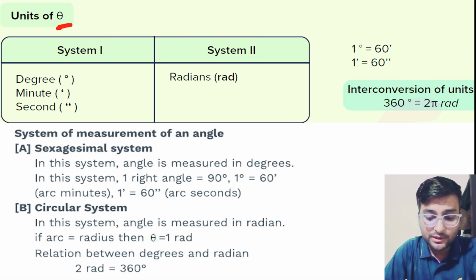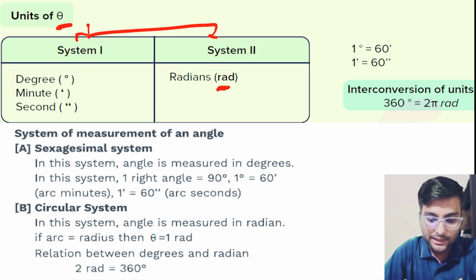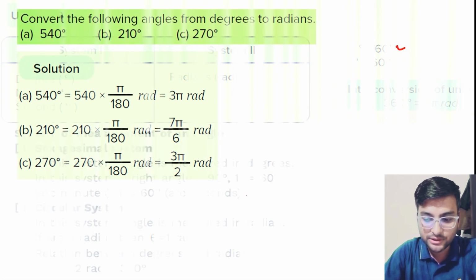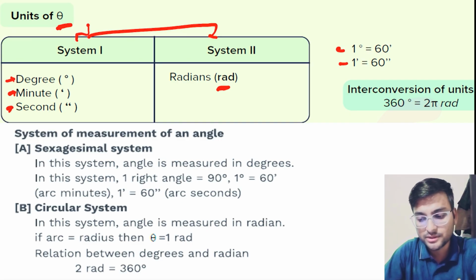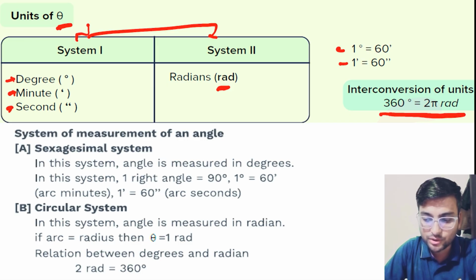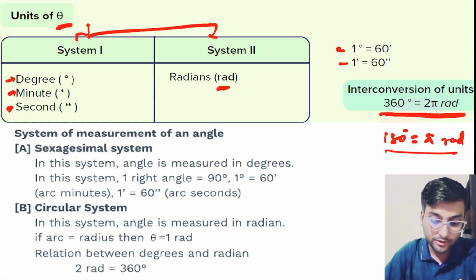Now the unit of theta will be divided into two parts. We have two systems here. One is the radian system, and second is degree, minute, second. These are very important things. Similarly, I can say that 1 degree is equal to 60 minutes, and 1 minute is equal to 60 seconds. And one more thing: 360 degrees is equal to 2 pi. So 180 is equal to how much? That is pi radian. Pi radian, and this is degree. These are important formulas, important values.